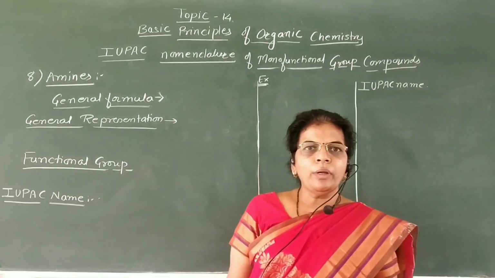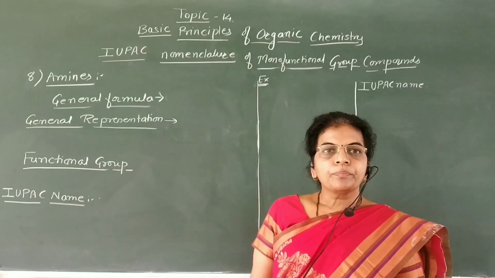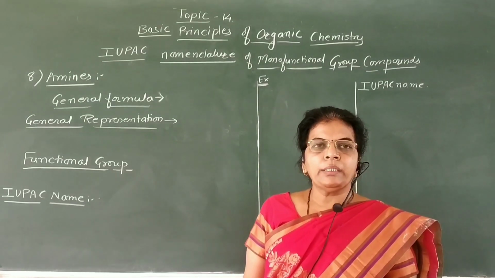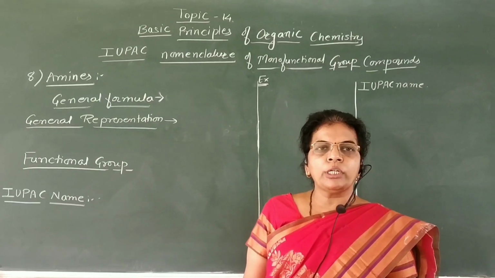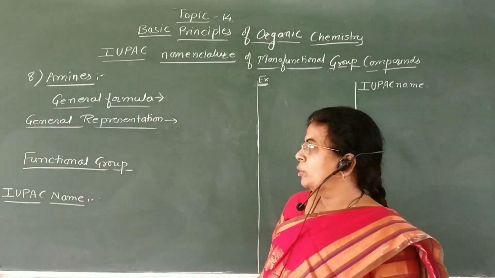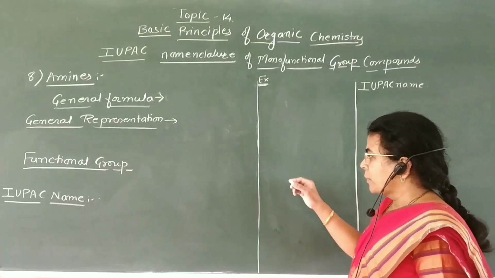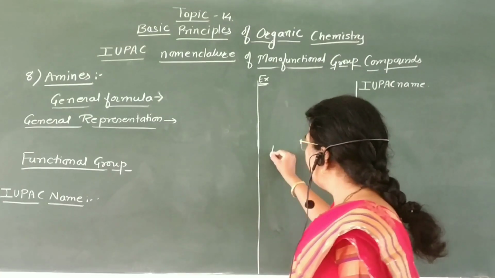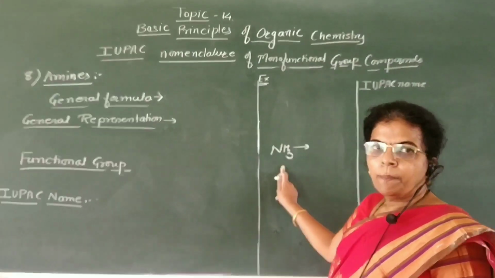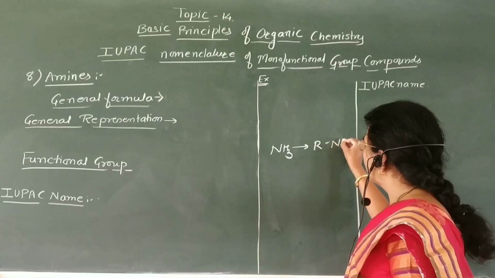Now last compound is amine. Now here, amines are the derivatives of ammonia, obtained by replacing one or more than one hydrogen atom from ammonia by one or more than one alkyl group. Now here there are three types of amines. If one hydrogen atom from ammonia is replaced by one alkyl group, then it becomes RNH2.